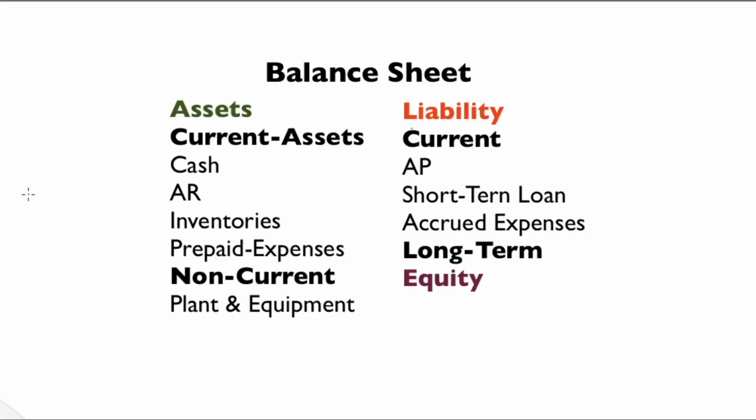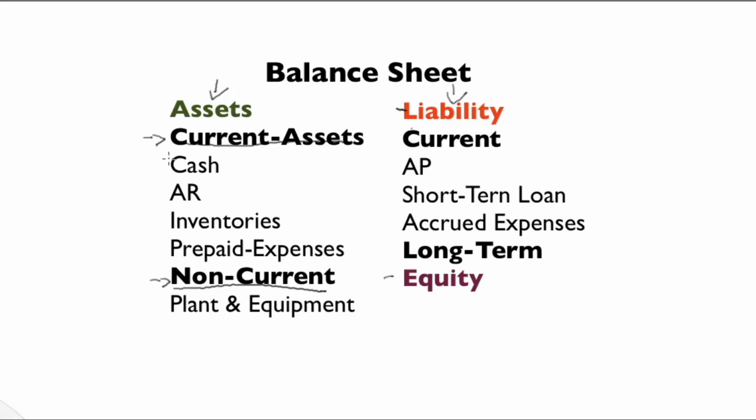Welcome back. In this lecture I'm going to show you how the balance sheet works. Usually in the balance sheet we have two main sections, the asset section and the liability and equity section. Now the asset section is comprised of current assets and non-current assets. The current assets are all those assets or items that have a life of 1 year or one accounting cycle. And the non-current assets are all those assets that have a life longer than 1 year or one accounting cycle.